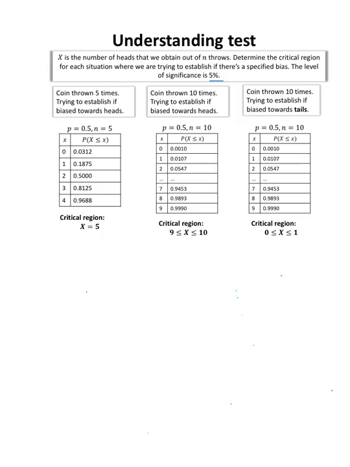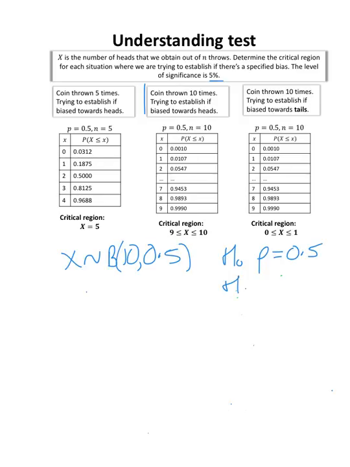In the second example, a coin is thrown 10 times and we're trying to establish if it's biased towards heads. So we've changed from 5 times to 10 times, otherwise it's basically the same. The null hypothesis is that it's not biased, the probability is 0.5, and if it's biased towards heads, the probability of getting a head is going to be greater than 0.5, and we're still testing at the 5% level of significance.